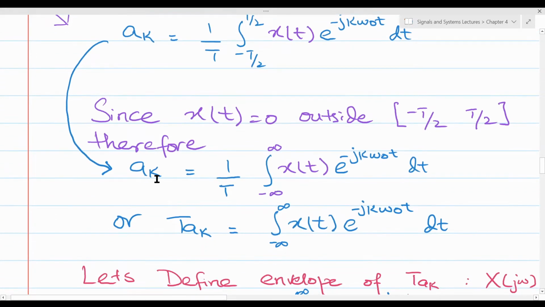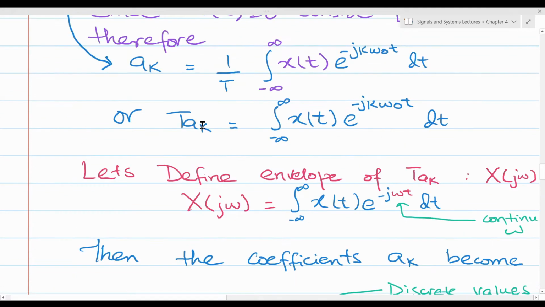And multiplying T on both sides of this equation will yield T a_k equals integral from minus infinity to infinity of x(t) exponential of minus jk omega naught t. So let's define the envelope of this T a_k, in which we replace this discrete k omega naught with a continuous variable omega. So here it is. The envelope function of T a_k is defined as X(j omega), the integral of x(t) exponential of minus j omega t. Again, omega is a continuous variable.